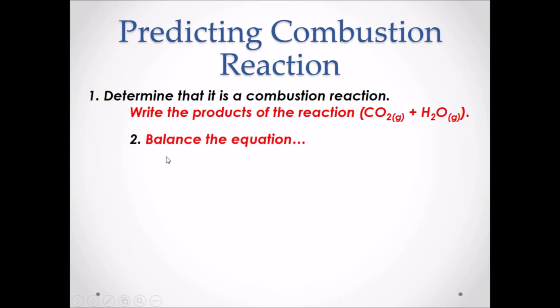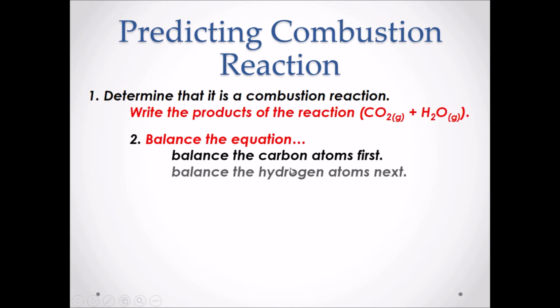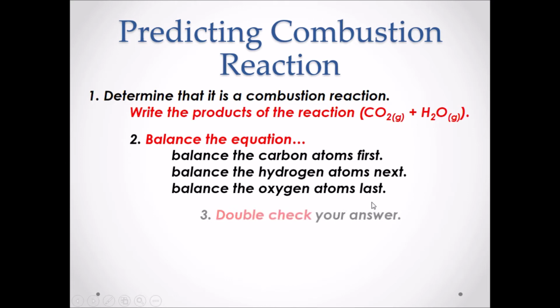Step number 2, we have to balance the chemical equation. We want to first balance carbon atoms, then balance hydrogen atoms, and then finally balance oxygen atoms last. And then finally, we need to double check our answer to make sure the chemical equation is balanced and all species have physical states.